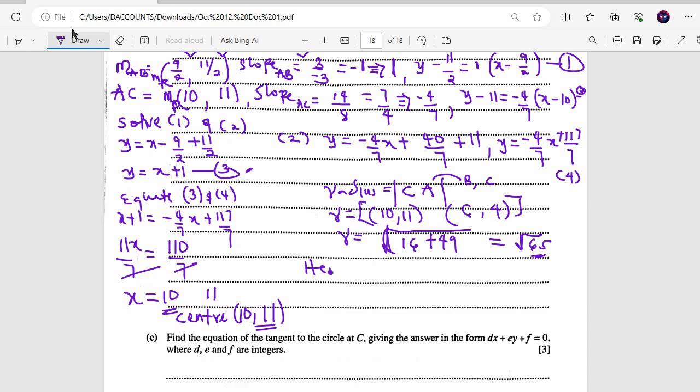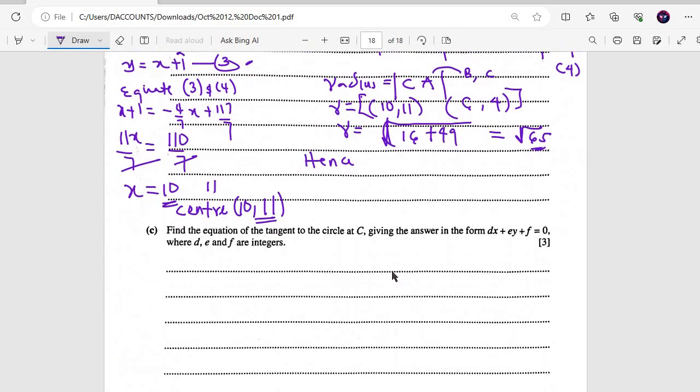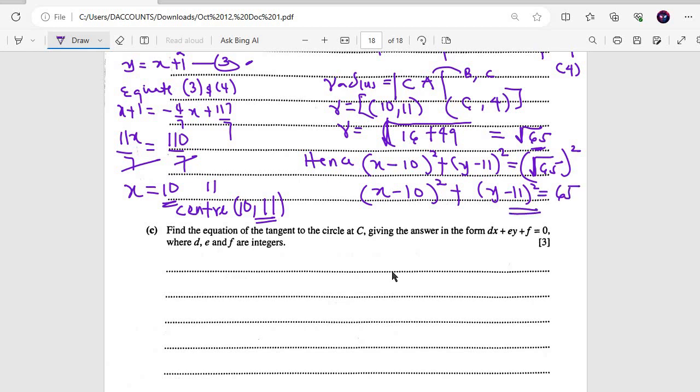Hence, the equation of this circle, using the formula, will be (x minus 10) squared plus (y minus 11) squared equals the radius squared. The radius is square root of 65, all squared. At the end of the day, the equation of the circle gives us this, equal to 65. That's the equation of the circle.